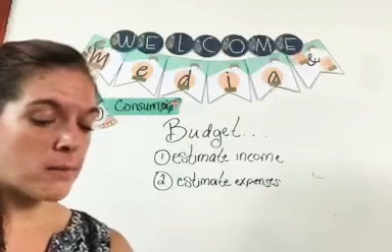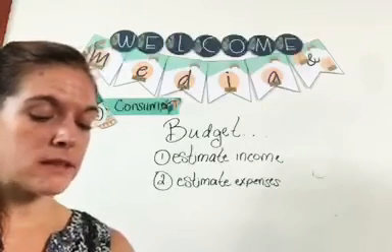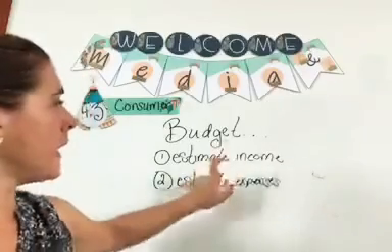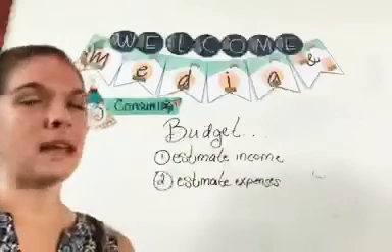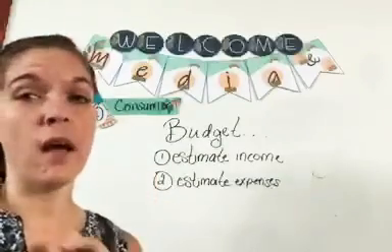So look what it says in the second paragraph. The first step in preparing a budget is to estimate one's income. Okay, so how do you make a budget? First, you're going to estimate the income. That means how much you're making at your work, if you have any other income coming in.